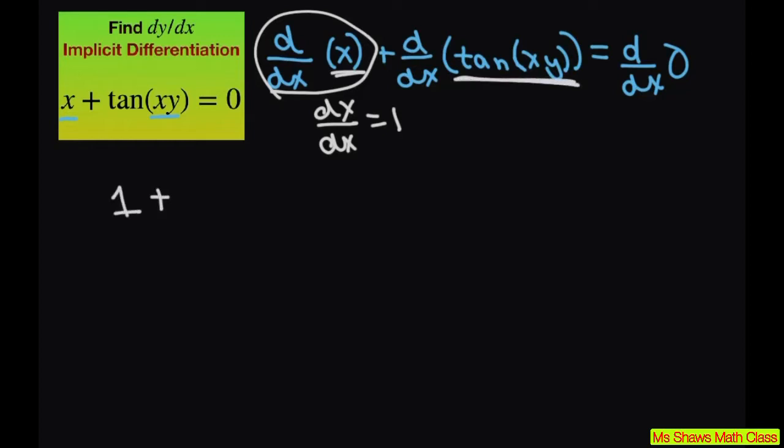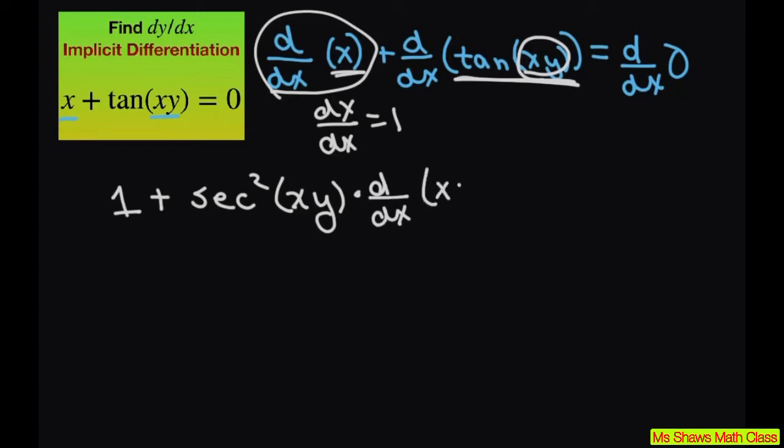the chain rule here. The derivative of tan is secant squared. Then you write your xy, and then we have to multiply it by the derivative of the xy. So let me just write that down for now. This is going to be times the derivative with respect to x of your xy, your inner function. And then, of course, the derivative with respect to x of 0 is just 0.